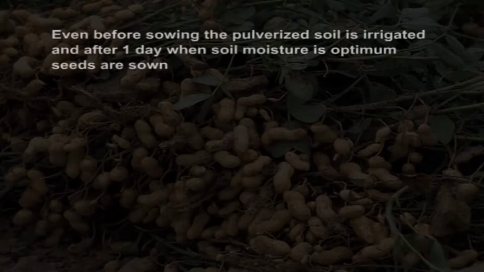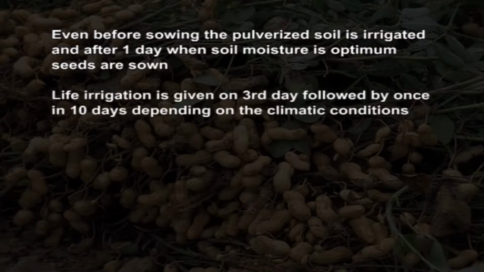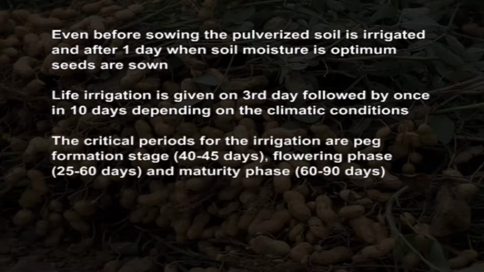Irrigation. Even before sowing, the pulverized soil is irrigated, and after 1 day, when soil moisture is optimum, seeds are sown. Life irrigation is given on the third day, followed by once in 10 days depending upon the climatic conditions. The critical periods for irrigation are peg formation stage, that is 40 to 45 days, then flowering phase 25 to 60 days, and maturity phase 60 to 90 days.